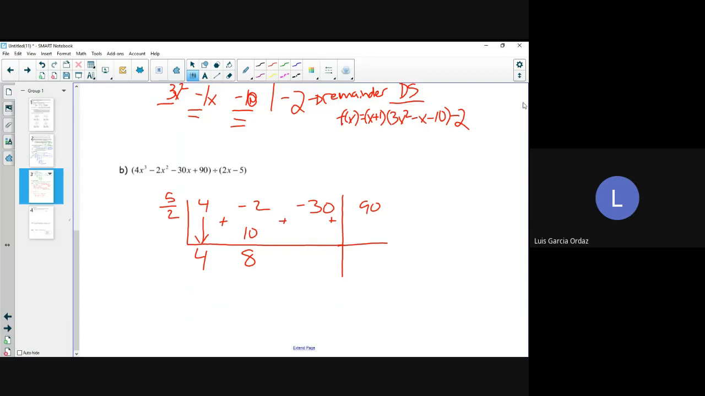You have to input it. What's negative 30 plus 20? Negative 10. What's negative 10 times 5 over 2?